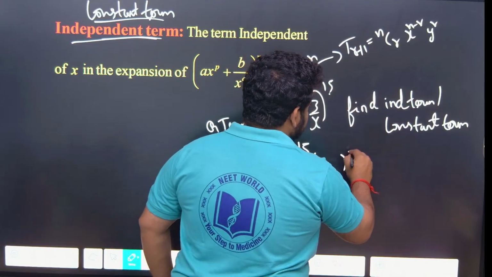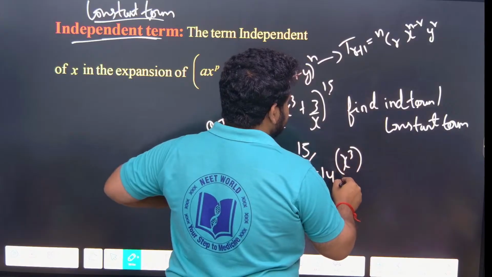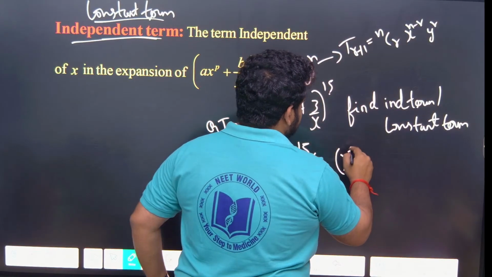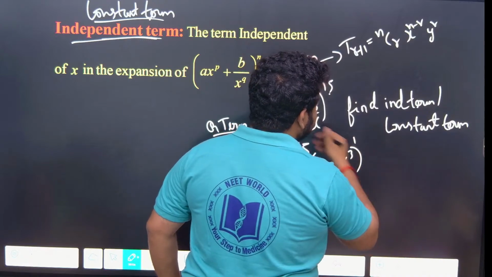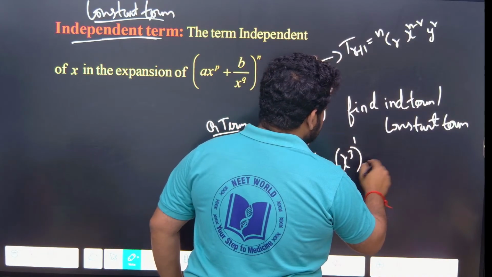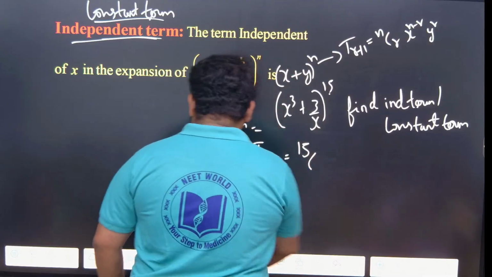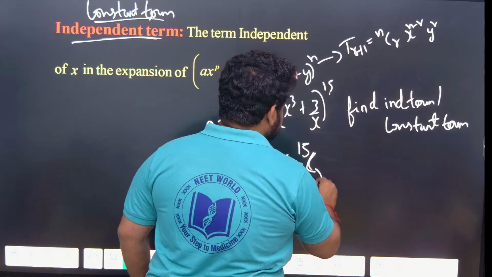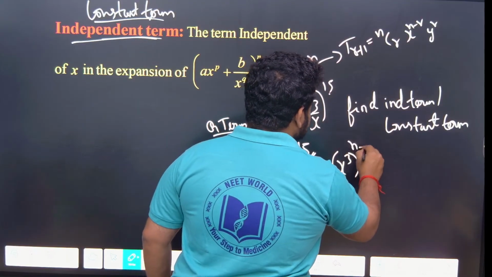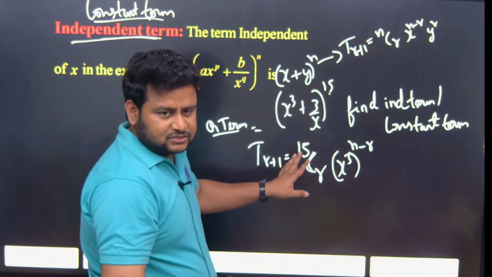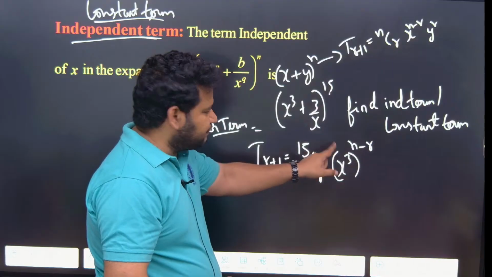X cube to the power of n minus r. N minus r is 15 minus 14, which is 1. But we cannot decide like that. Instead of taking it, take r only. 15Cr into x cube to the power of n minus r. Write the general term like this. No need to write the value. Don't write the value.